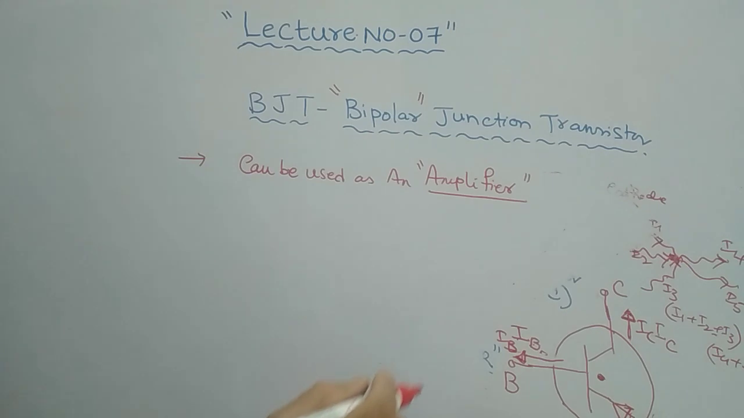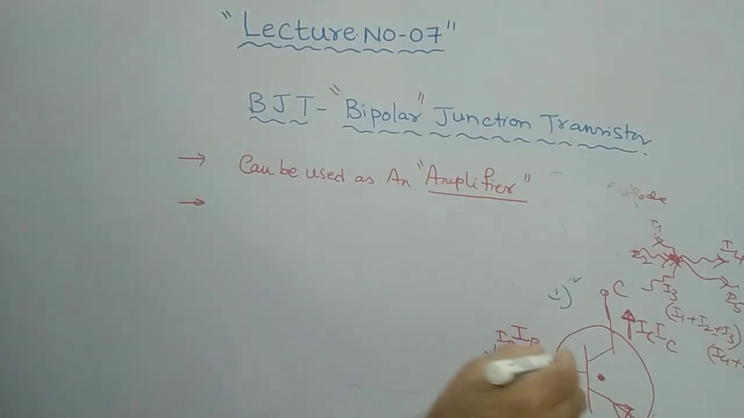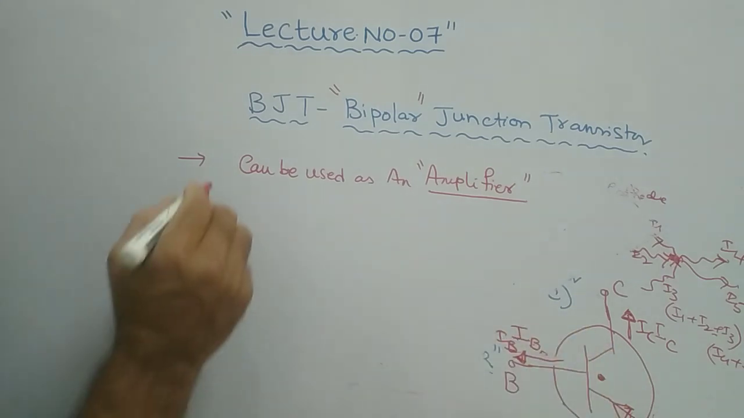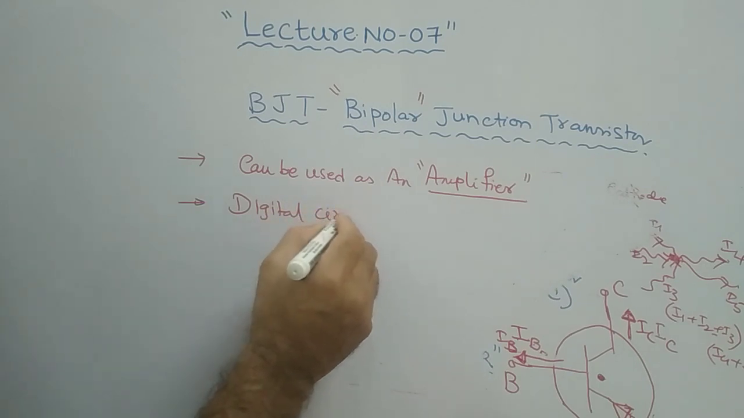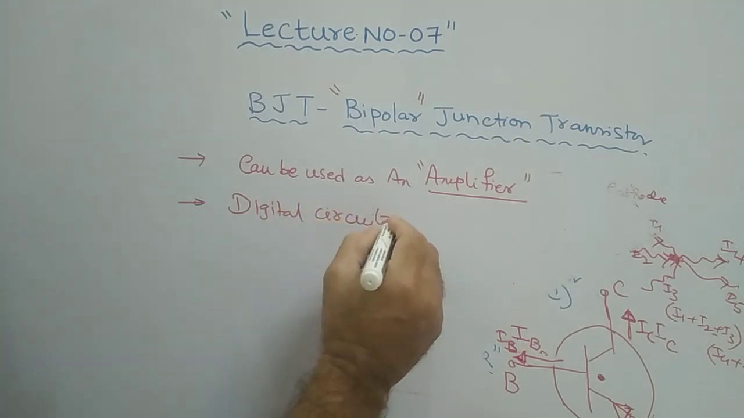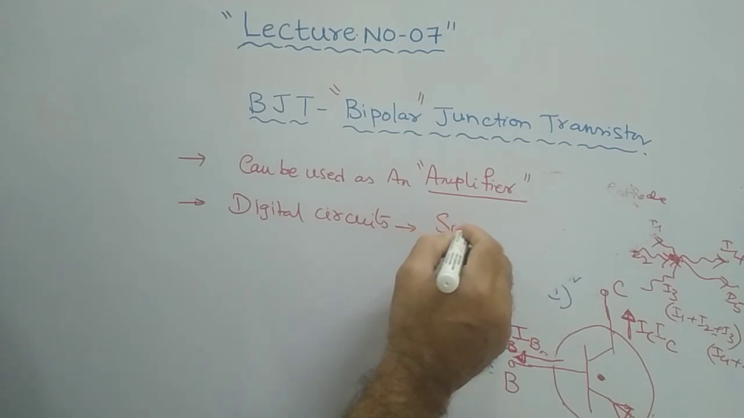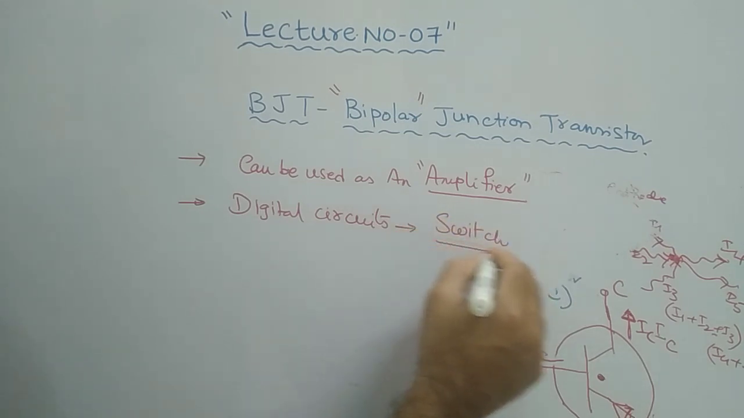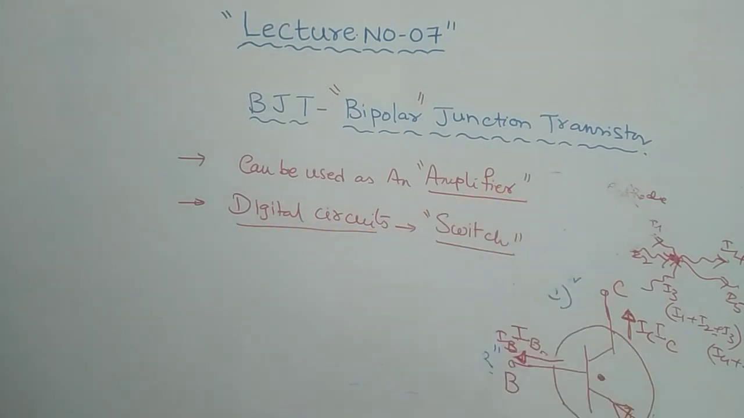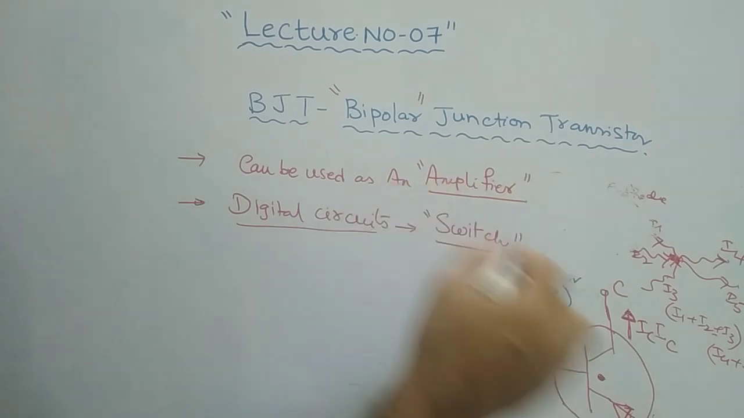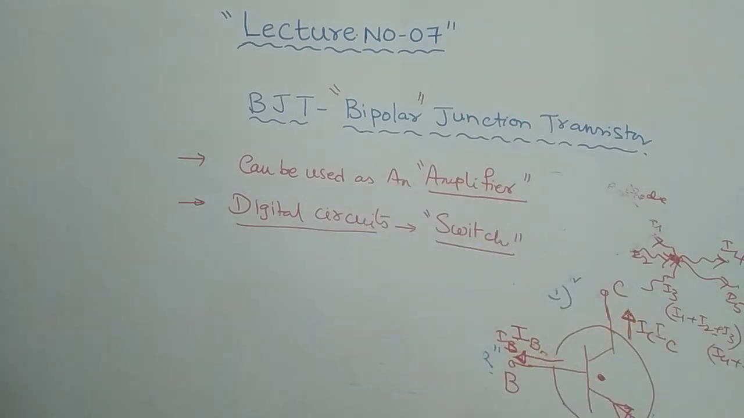It can be used as an amplifier in analog circuits. This is the application in analog circuits. Whereas in digital circuits, the transistor can also be used, and there it can be used as a switch, right? In digital circuits, the transistor can be used as a switch, whereas in analog circuits, the transistor can be used as an amplifier, right?